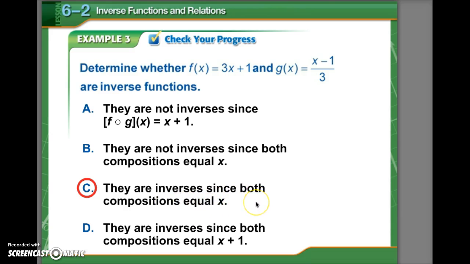If you want to see an example where things are not inverses of each other, ask me when you finish watching this video and I'll do an example up on the board of things that are not inverses of each other.